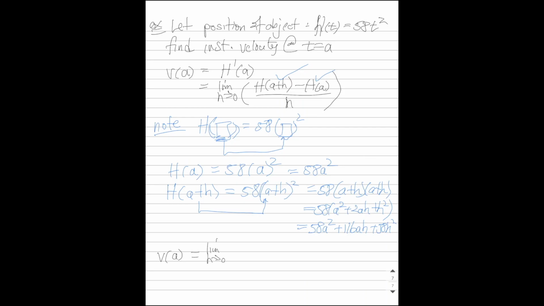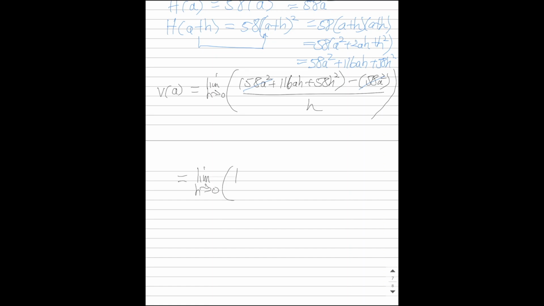What happens next is you take all of those things and you plug them into the derivative formula. So you'll get 58a squared plus 116ah plus 58h squared. That's from this first quantity. And then you'll subtract 58a squared, divided by h. Now it becomes a limit problem. There's a little bit of cancellation that can happen here.